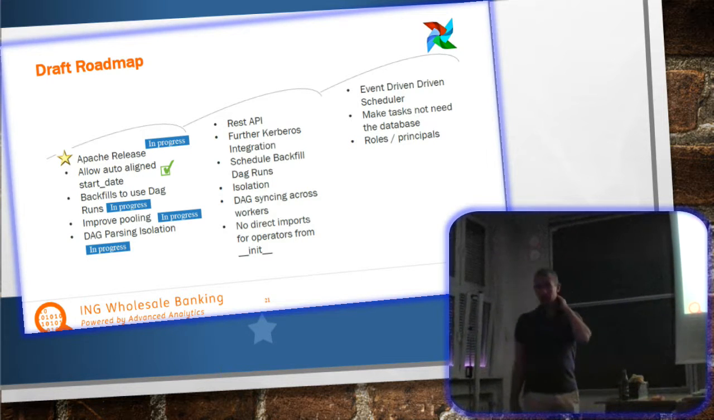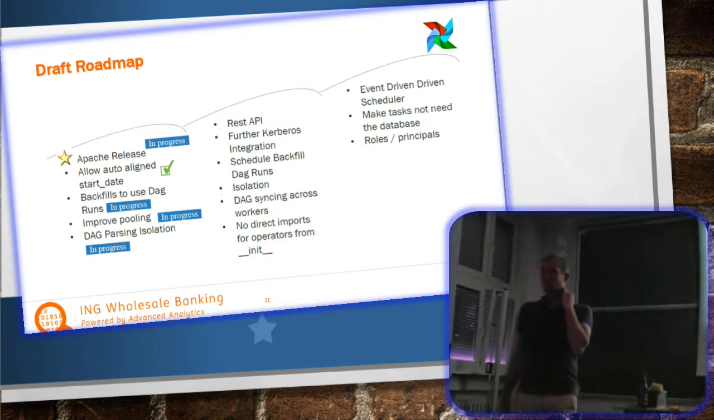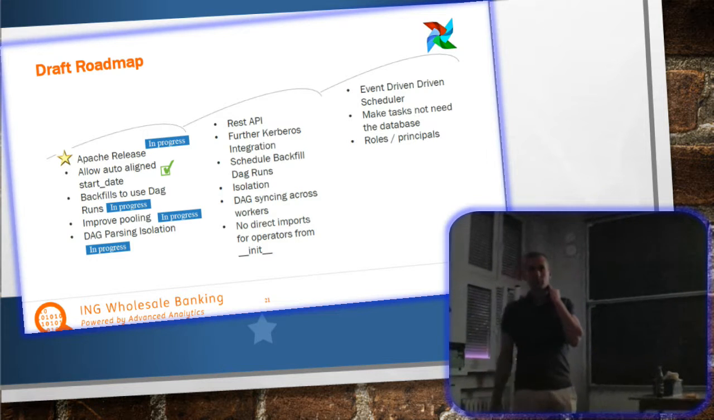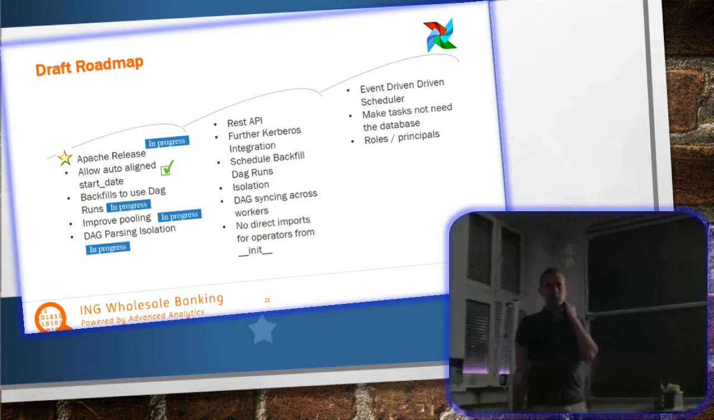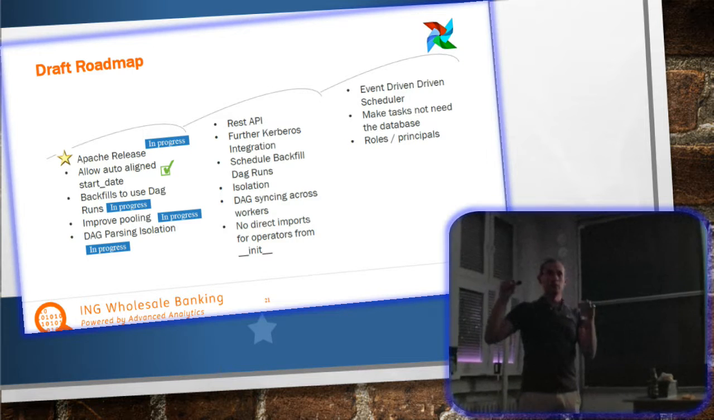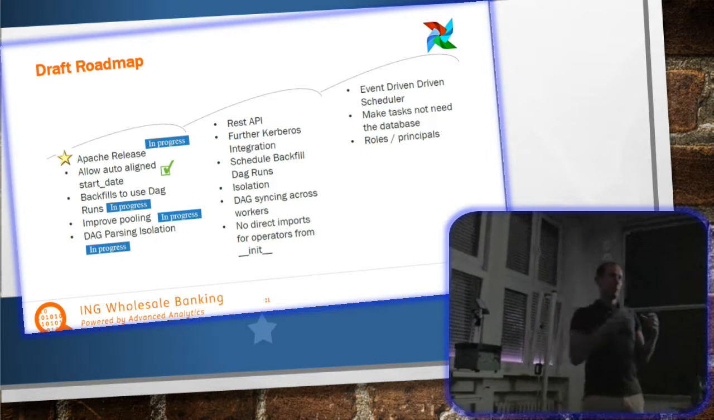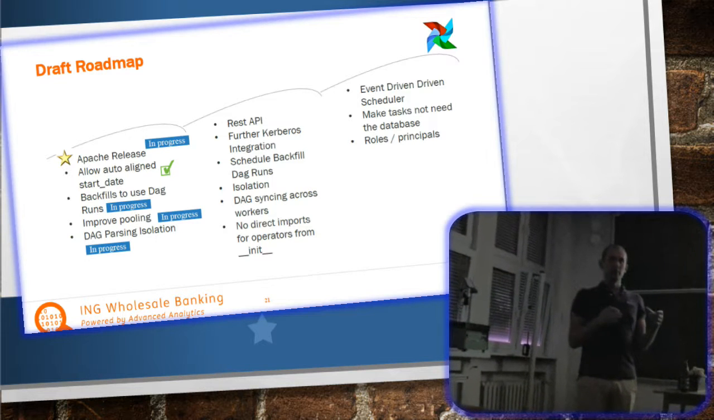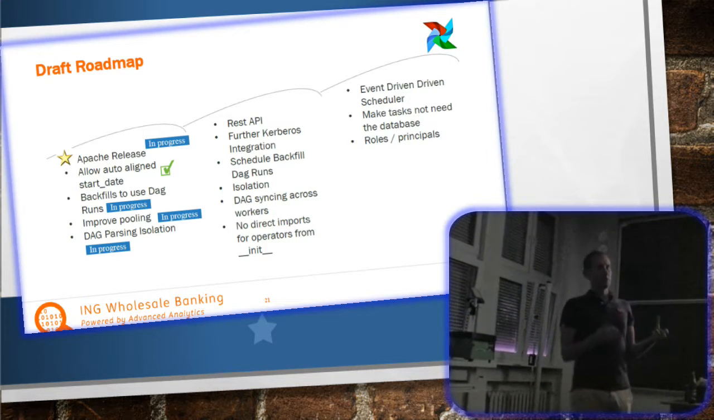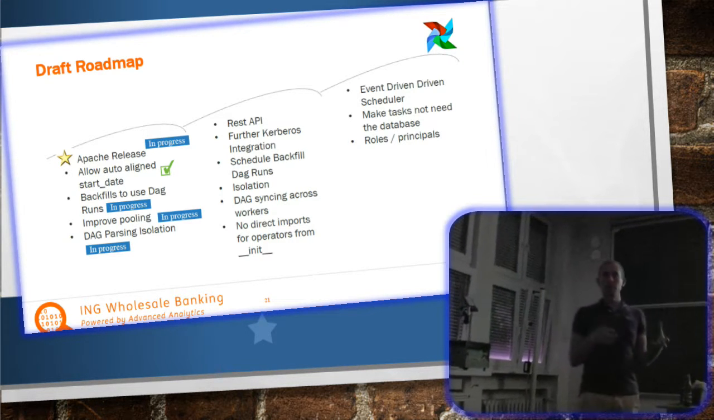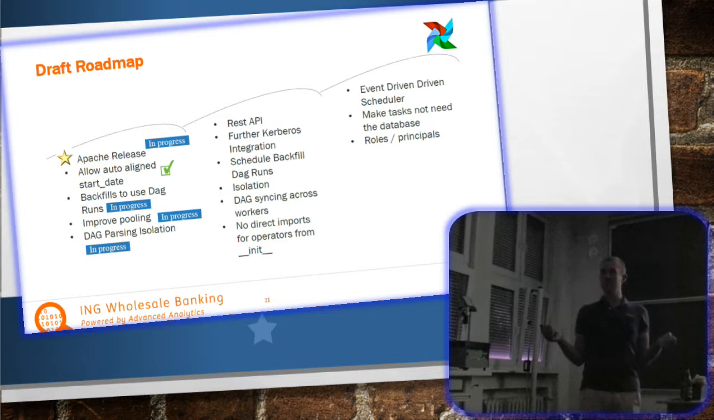Nowadays we also allow you to do an auto-aligned start date. In master, what does that mean? What we used to have is that your interval needed to be perfectly aligned with the start date you actually gave. So if you said, I want to run it hourly, you need to give an hourly start date, so 2100 hours, for example.